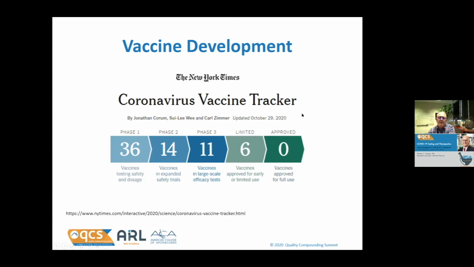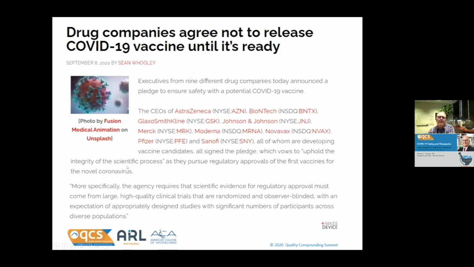Again, New York Times, this is just that came out recently and just last week. We took this from the New York Times. It was saying 36 that was in phase 1, 14 in that phase 2, down to right now there's none approved, but there's 16 that are approved for earlier limited use. So it looks very favorable that some will come through and that will be successful. And of course, we know there are multiple vaccines being studied.